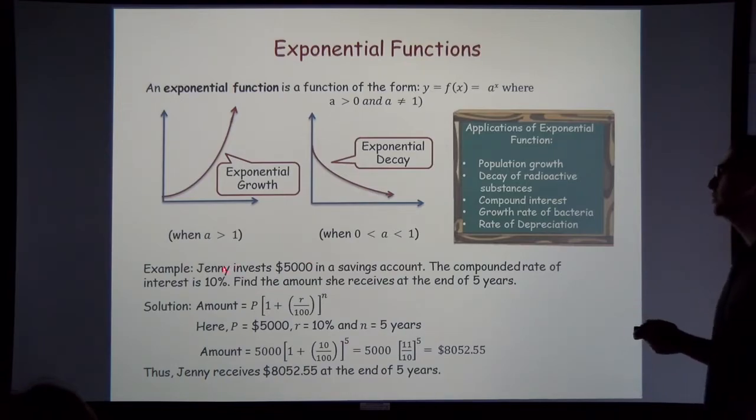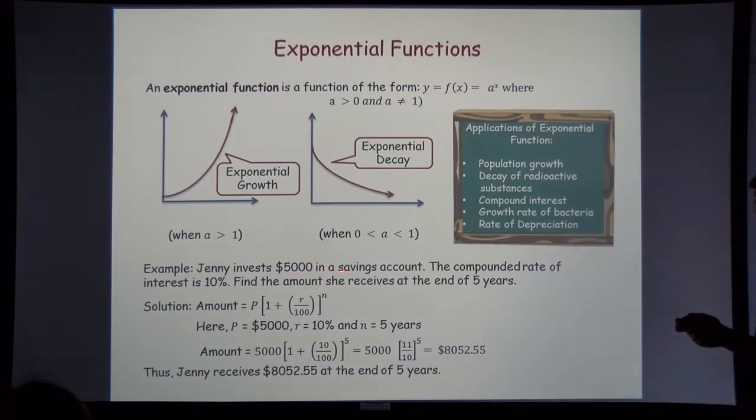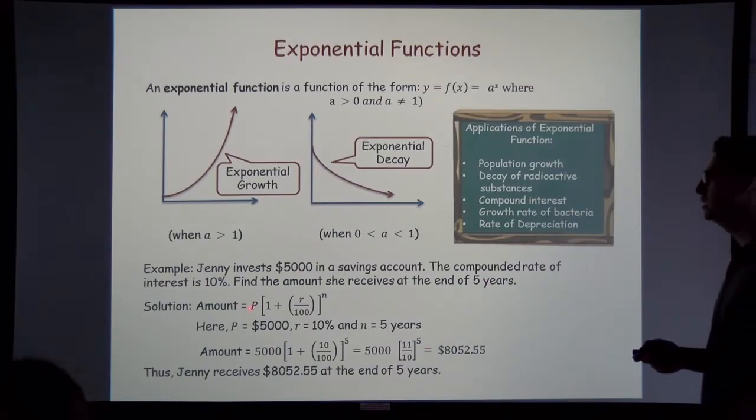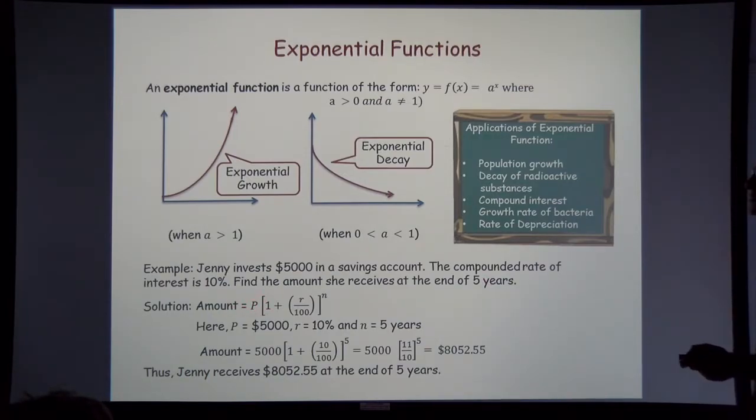So in our example, Jenny invests $5,000 in a savings account. The compounded rate of interest is 10%. Find the amount she received at the end of 5 years. Our P is going to be our initial amount, what she initially invested, so $5,000. And the compound rate is 10%. So we're going to have 5,000 times (1 plus 10 over 100, or 0.10).